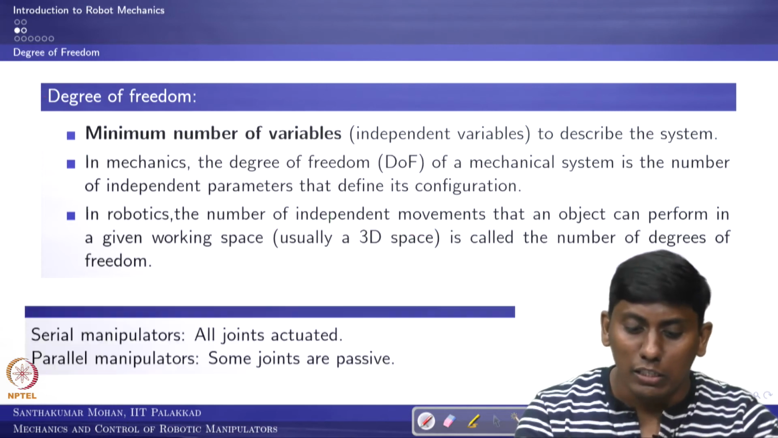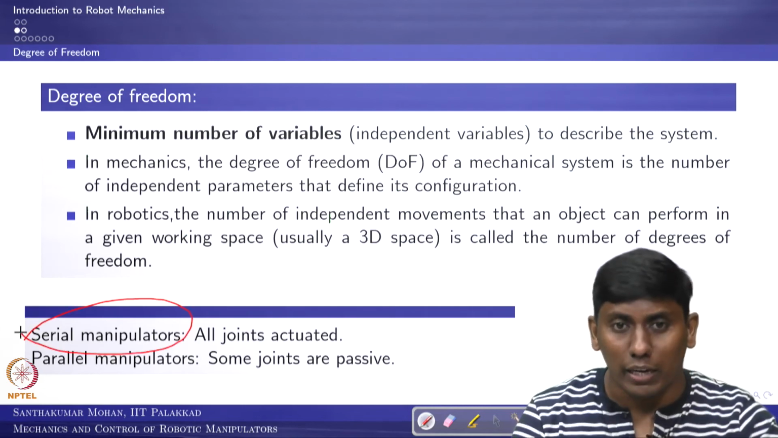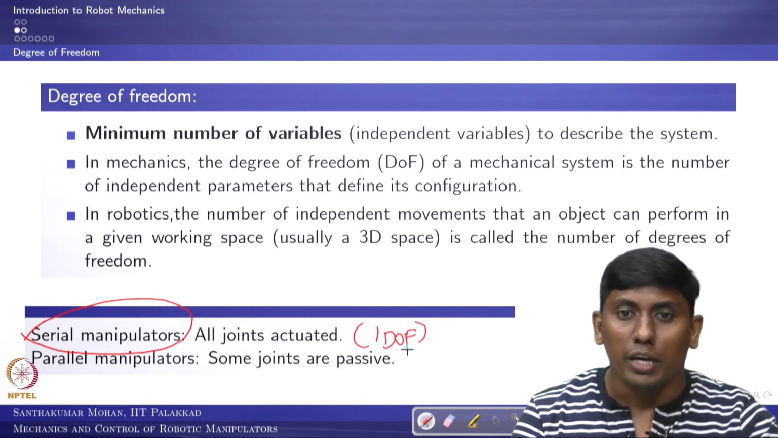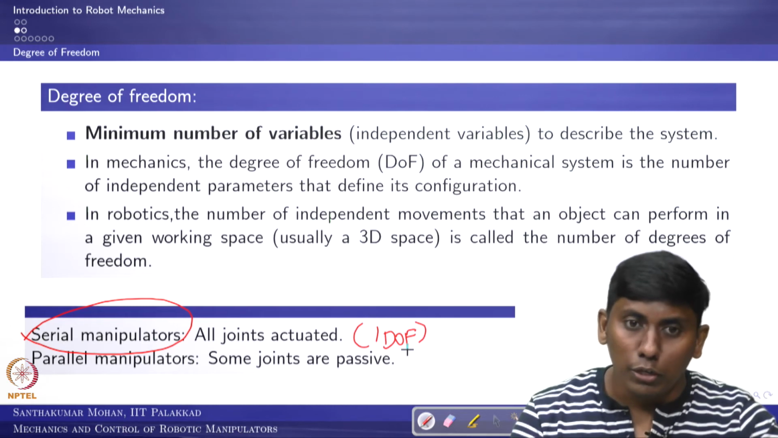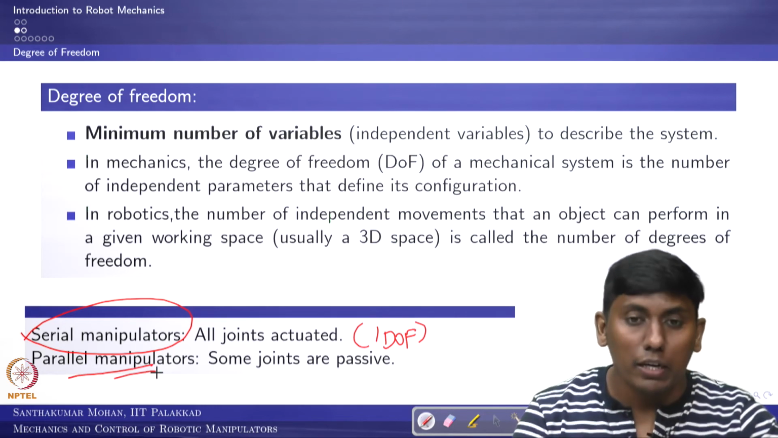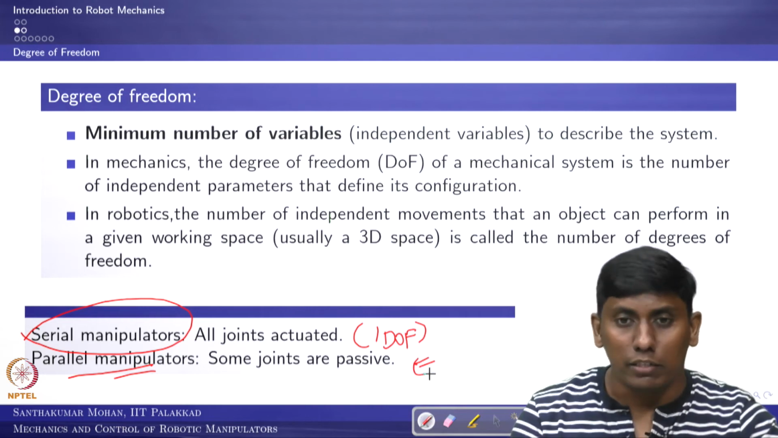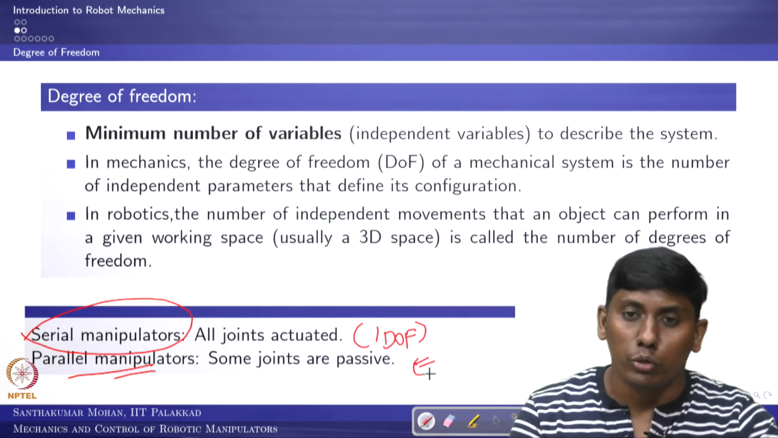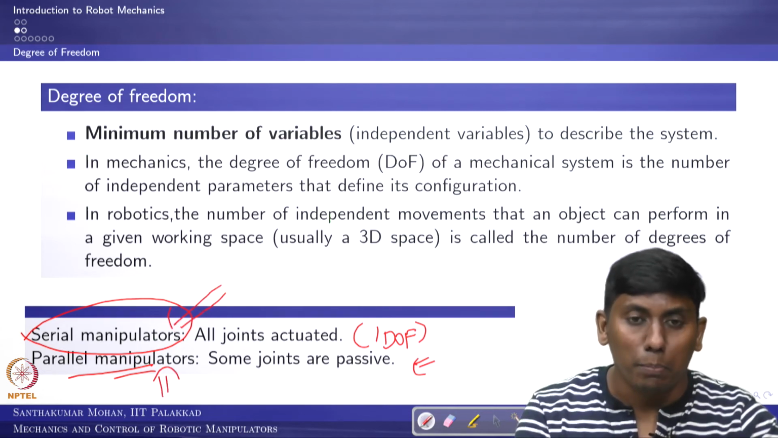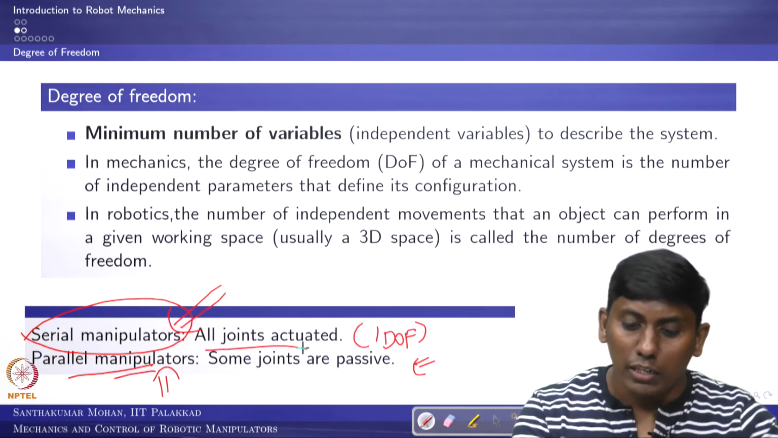There is another factor we are supposed to know. Before that, take the serial manipulator: all joints are actuated. In addition, these are all 1D of freedom joints, either rotary or translation joints. Even if you have a spherical joint, the actuation would be independent, whereas in a parallel manipulator some of the joints would be passive. Further, these joints can have multiple degrees of freedom, for example a universal joint or a spherical joint. These can come in a parallel manipulator, whereas in a serial manipulator they cannot come directly, because all joints are actuated. So let us move further.